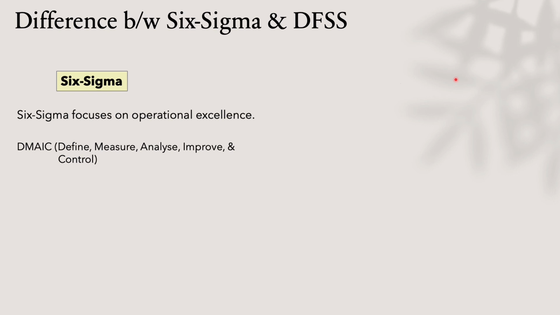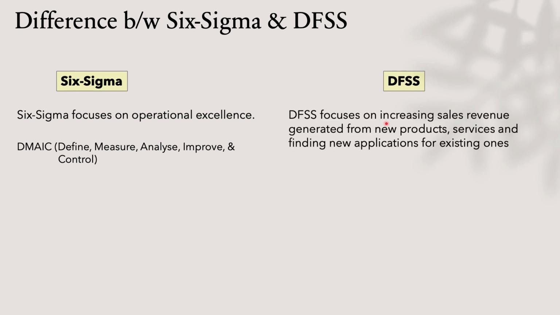And design for Six Sigma actually focuses on increasing the sales revenue generated from new products and services, and also finding new applications for the existing ones. So now you can see that design for Six Sigma is a value addition on Six Sigma. This one is operational excellence, and this one is increasing the sales revenue from new products.